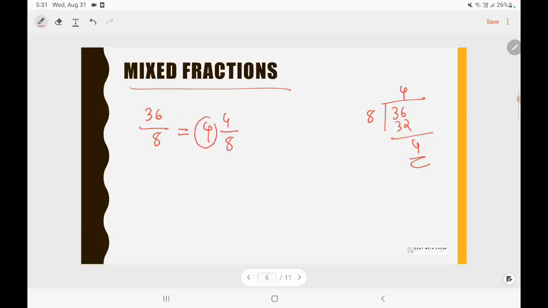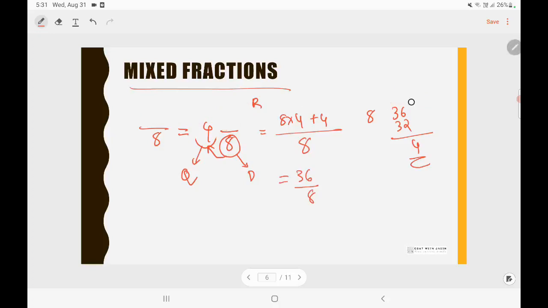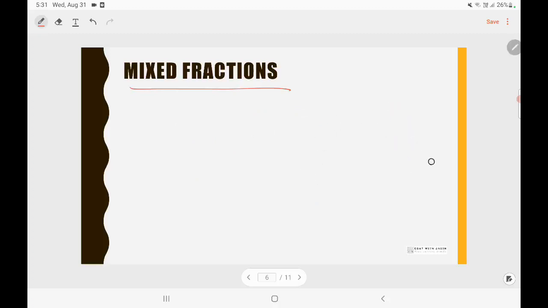So this is the quotient, this is the remainder, and this is the divisor. That means this is 8 into 4 plus 4 divided by 8, which gives you 36 by 8. This is how you need to convert an improper fraction to a mixed fraction and vice versa. Now let's take another example and check how we can convert an improper fraction into a mixed fraction and vice versa. Let's take the example of 97 divided by 8.